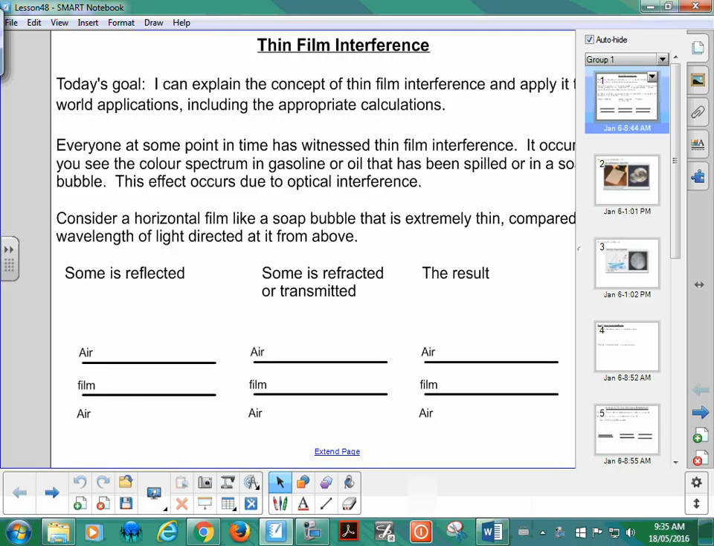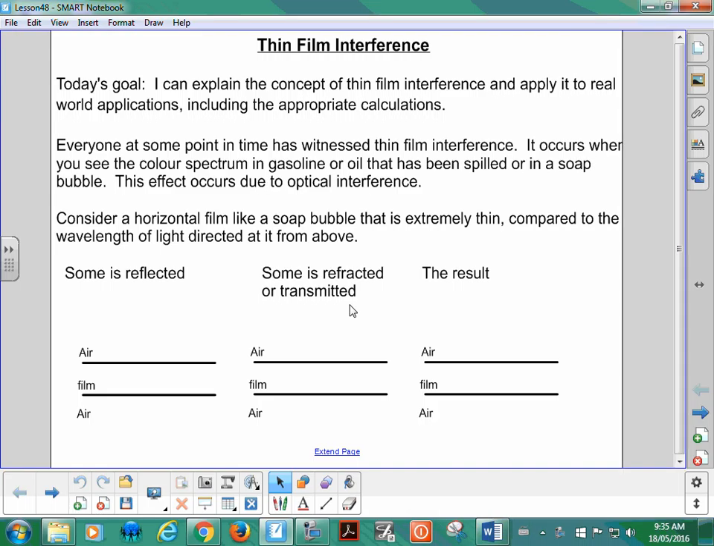Today's goal: I can explain the concept of thin film interference and apply it to real-world applications, including the appropriate calculations. So, at some point in life, you have probably witnessed thin film interference and just not realized exactly what it is. It occurs where you can see the whole color spectrum, like a rainbow pattern, in maybe some gasoline that's spilt on the ground or some oil. And it creates an optical interference, and that's what we're really looking at today.